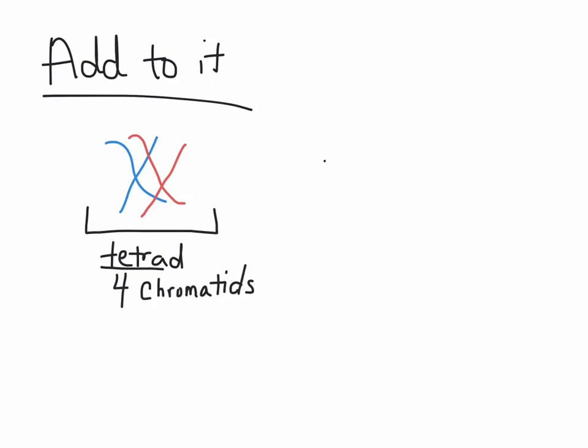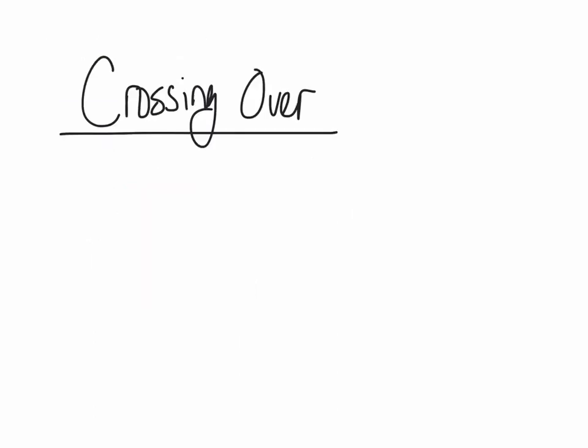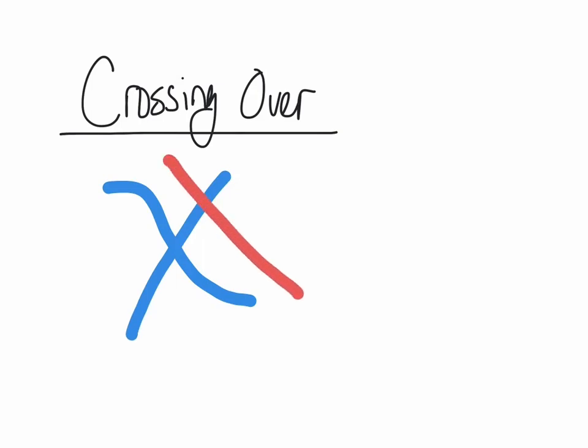Tetrads form so that crossing over can occur. Crossing over happens during prophase I of meiosis. During crossing over, we see pieces of non-sister chromatids physically breaking off and changing places. This is a form of genetic recombination, which gives us new variations in the offspring.